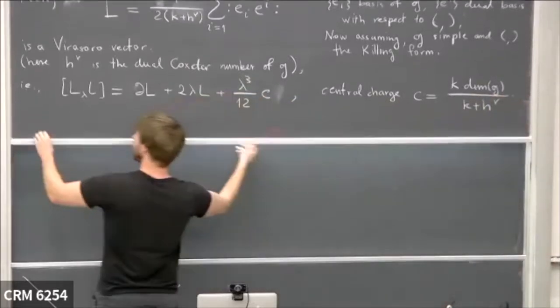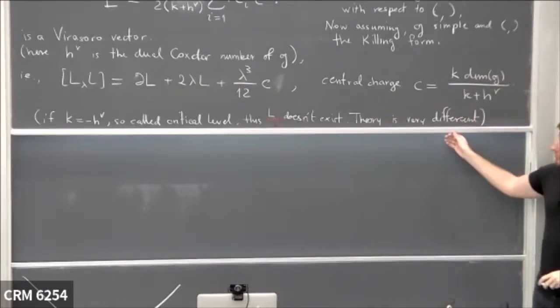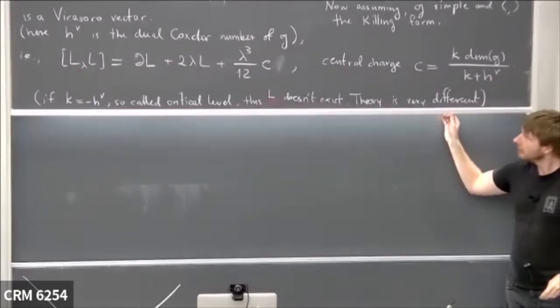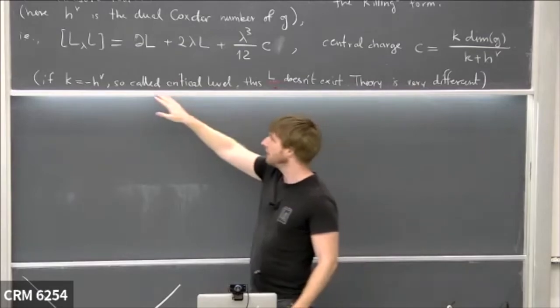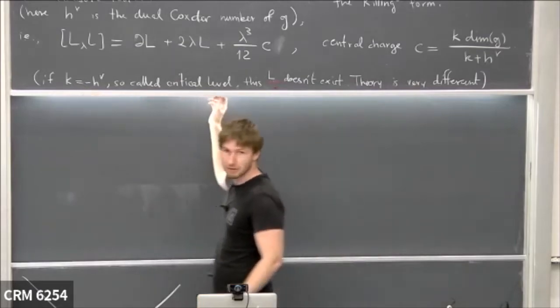So you might have heard the term critical level phenomena in representation theory, and really this is a part of that when you consider modules at the level, at the so-called critical level.